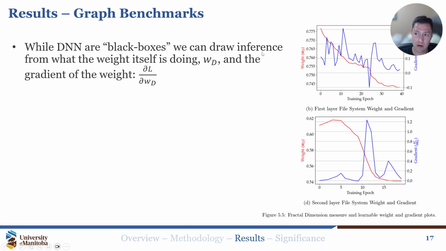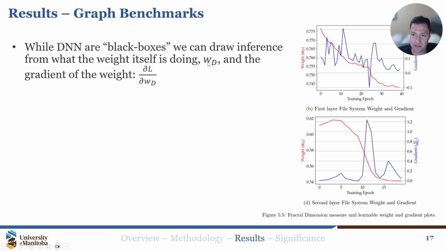But one thing we can draw information from is what the weight itself is doing over time, and the gradient of the weight. So we have these two plots here. One's called the first layer and one's called the second layer. You can imagine the first layer is right after the input feature vector. We computed the complexity of the embedding dimension, and then we project it. In the second layer, we're computing the complexity and feeding it back in. So it's the first layer, the second layer, and we also tested the third layer as well.